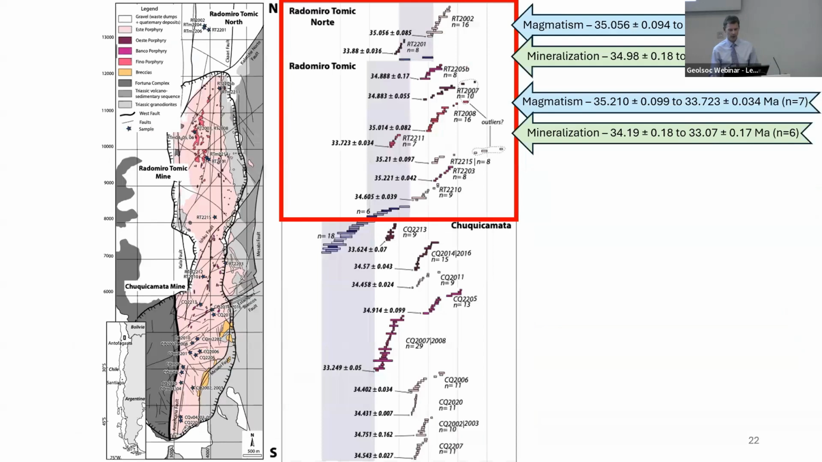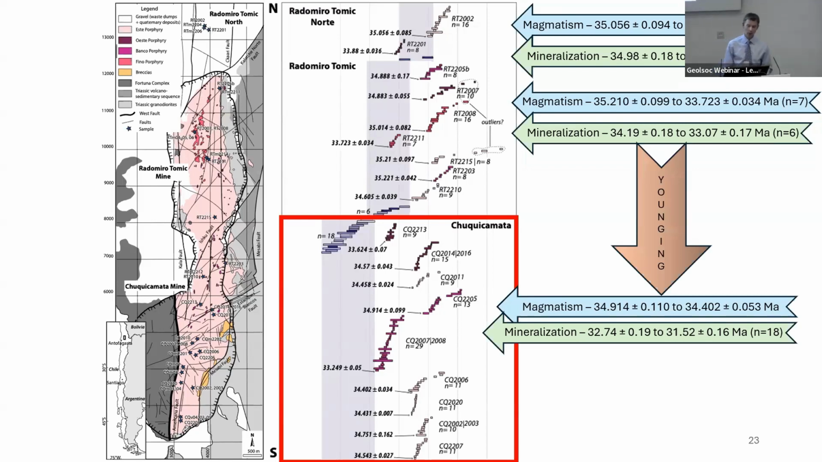So to do this, we're looking further north in the district, firstly looking at the relationship between magmatism and mineralization in both the RT North and the RT, where we see a very similar relationship between those episodes, whereby the timing of mineralization is closely temporally related to the timing of magmatism. And this timing is overall older than that at Chuquicamata. And as we look at this, the temporal evolution of both the magmatism and the mineralization is younging southwards.